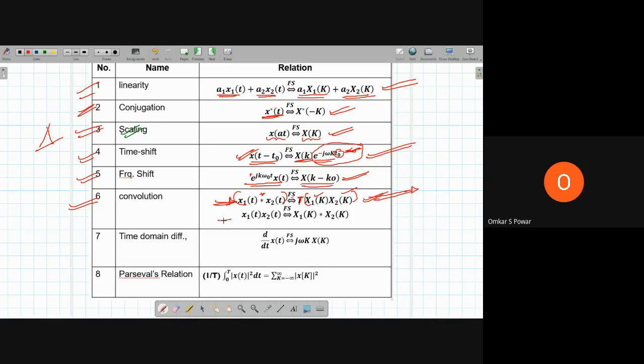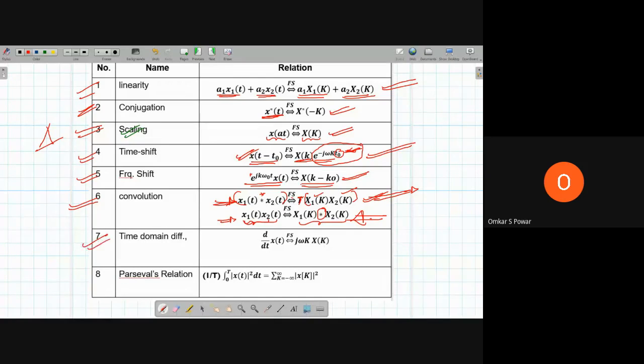Then what happens if you multiply in the time domain? It's convolution in the frequency domain. It's vice versa. That's it. So if you multiply two signals in the time domain, then the corresponding operation in the frequency domain will be convolution.